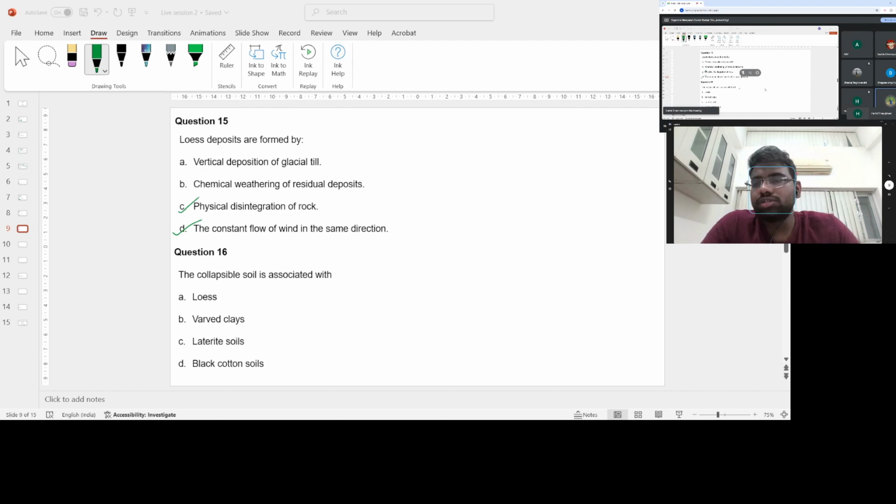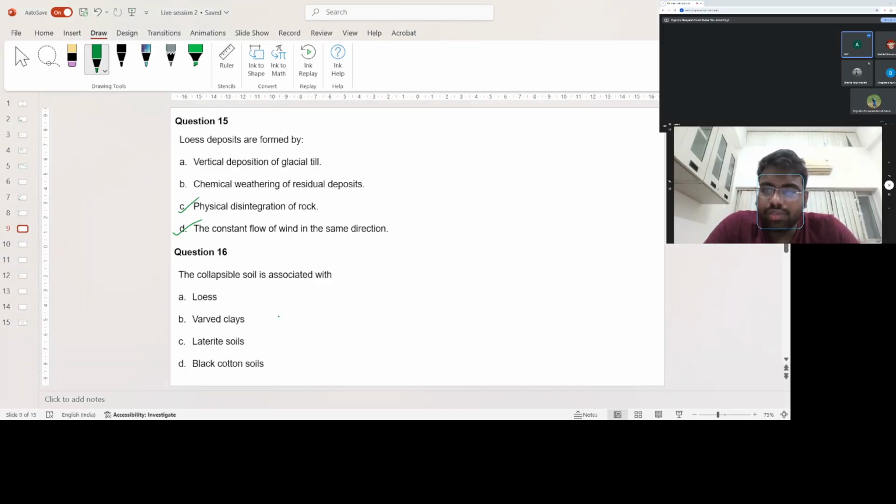Here the major issue is that in chemical weathering there will be a change in the characteristics itself. The minerals change, the mineralogy and those things also change. That is where the chemical and physical weathering gets altered and differentiated.